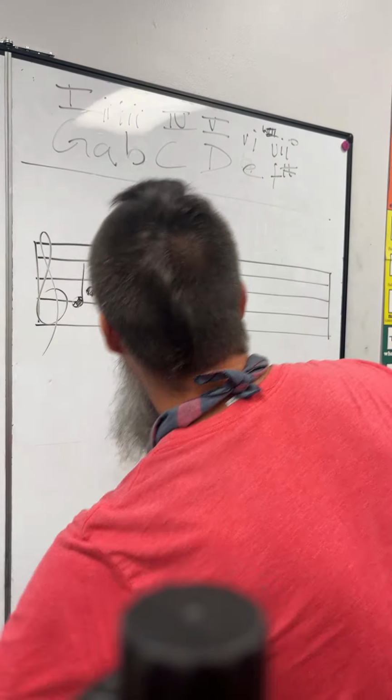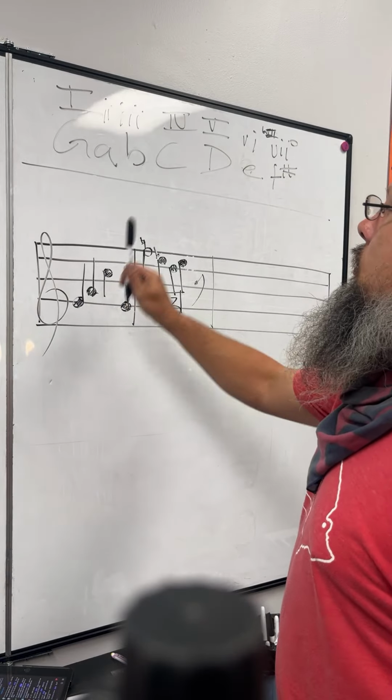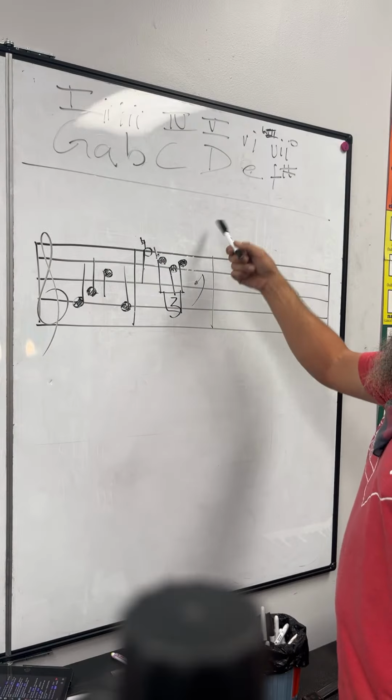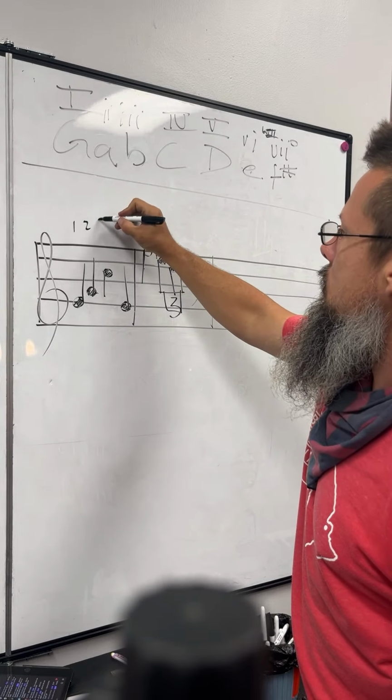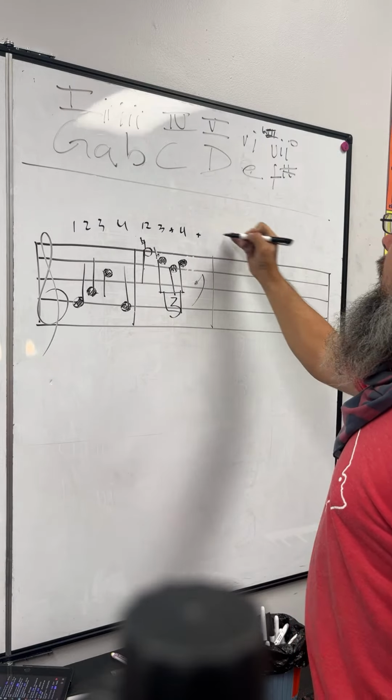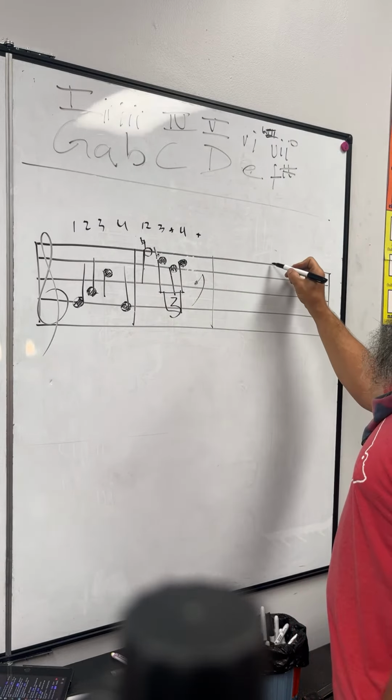Anywho, getting back to our melody, we've got 1, 2, 3, 4, 1, 2, 3, and 4. Rest for the and, right? So we have 1, 2, 3, 4, 1, 2, 3, and 4, and. And here, we're gonna have another measure.